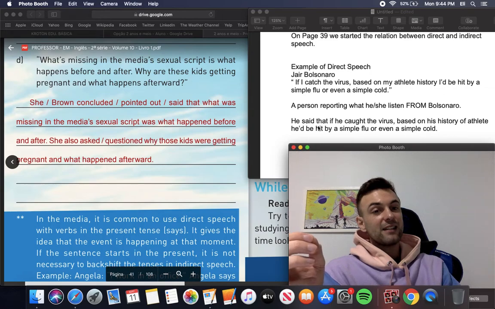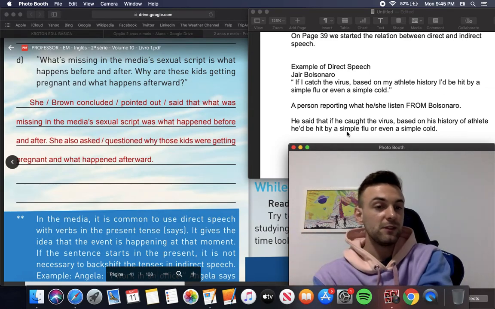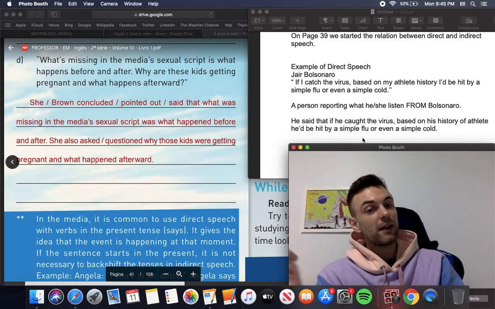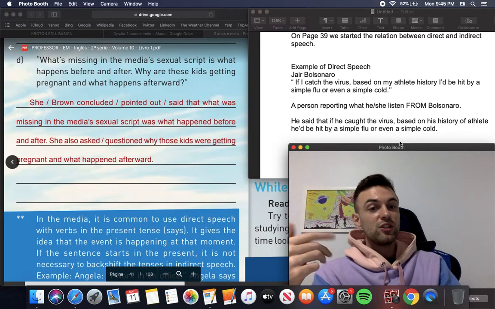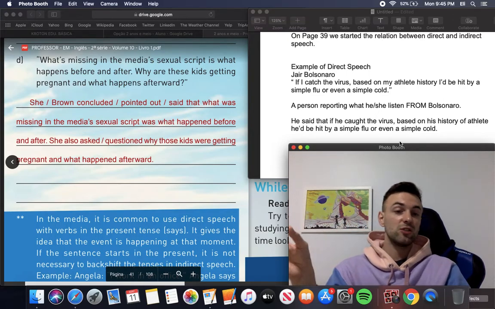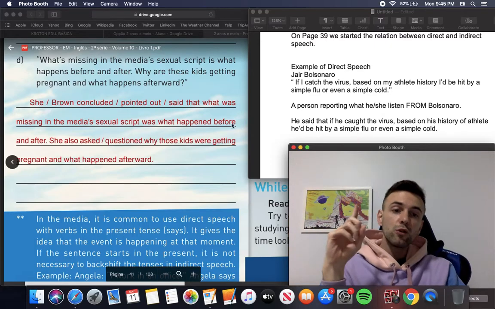He said that if he caught the virus, ele disse que se ele pegasse o vírus, based on his history of athlete, he would be hit by a simple flu or a simple cold. Então, ele disse que se ele pegasse o resfriado baseado no histórico de atleta, ele seria atingido apenas por uma gripezinha ou resfriadinho. Por que que não muda o would?